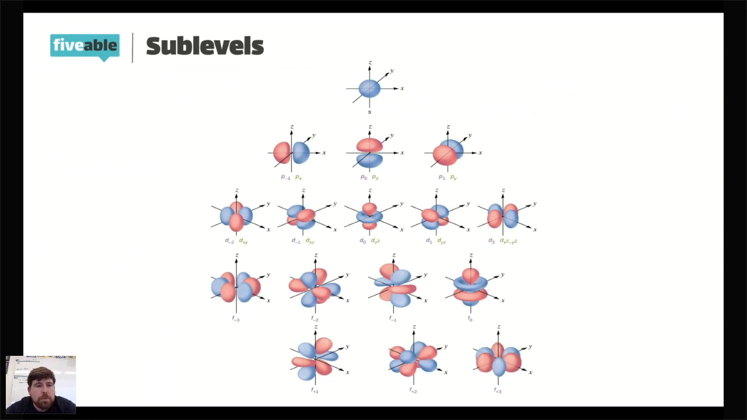Those 7 f orbitals, you'll never be expected to draw them. There are so many of them that it's not expected to know much about them. So I usually just say they're just complicated. You just need to know there are 7 of them.